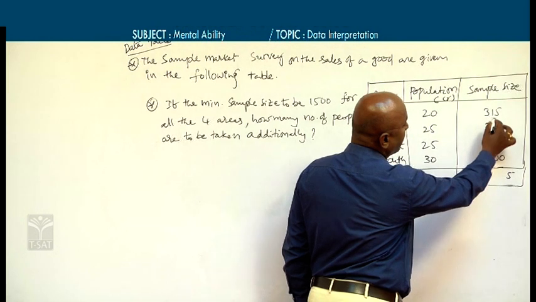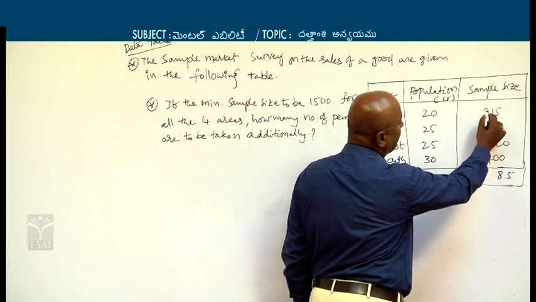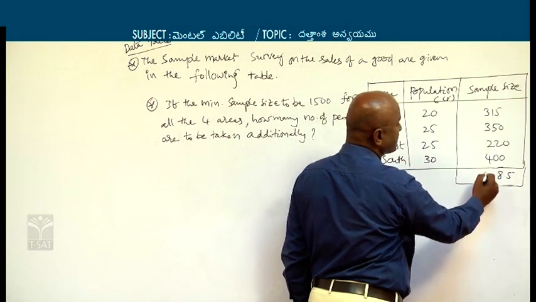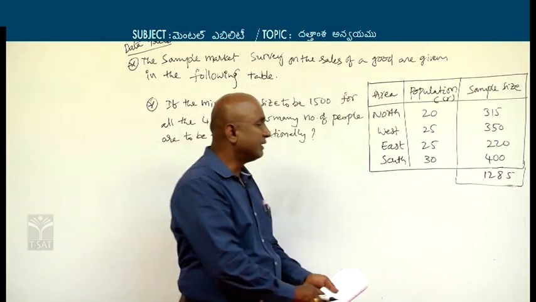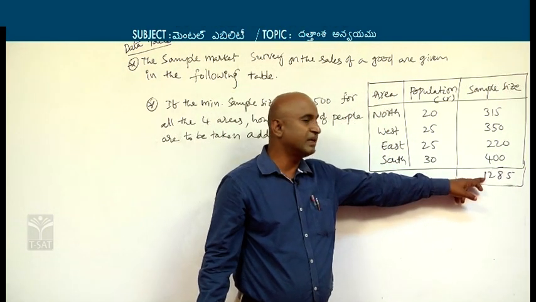5 plus 1, 6 plus 2, 8. And 3 plus 3, 6 plus 2, 8 plus 4 is equal to 1285. The actual sample size is 1285.